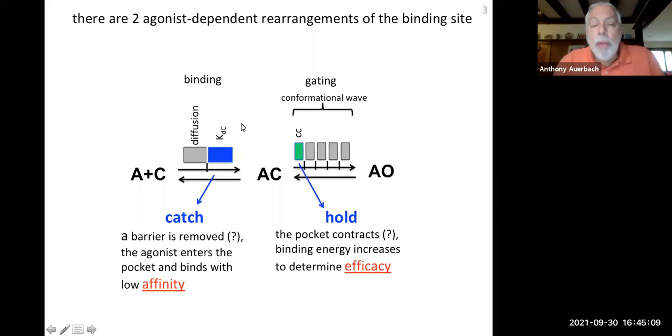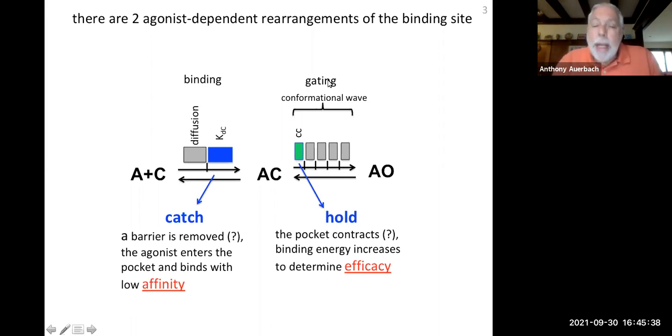So I'm going to call this conformational event catch. This is the one that removes the barrier. I have no idea what the barrier is. It lets the agonist enter the binding pocket to bind with low affinity. So binding now can be replaced by catch, and catch determines affinity. Hold: the pocket contracts. I think that's true. Binding energy increases, the coupling constant, to determine efficacy.